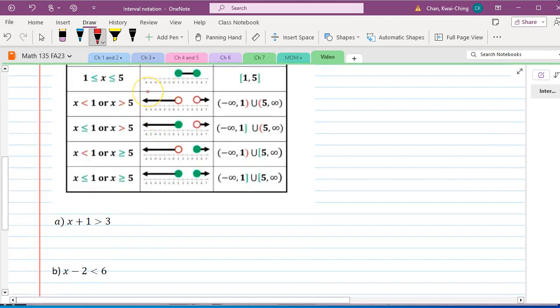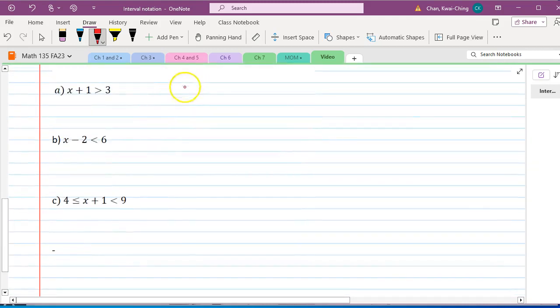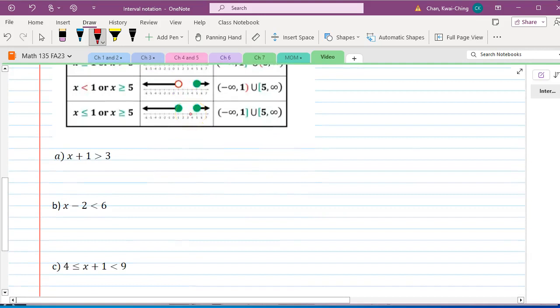Later on we will need it when we do chapter 3.2. So for example, let's do an example. I want to solve x plus 1 greater than 3. So I subtract 1, so x is greater than 2.